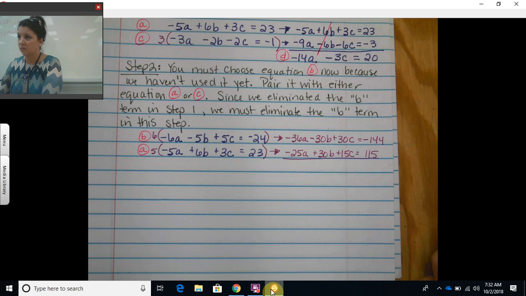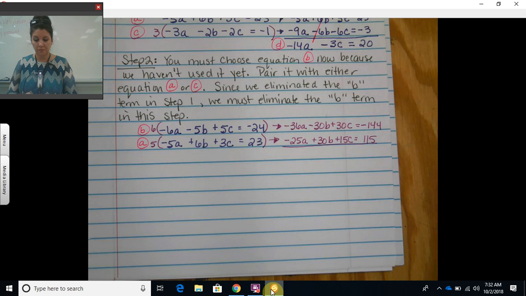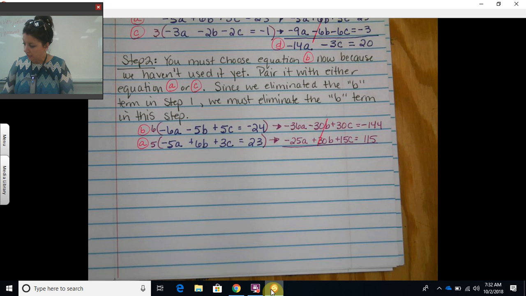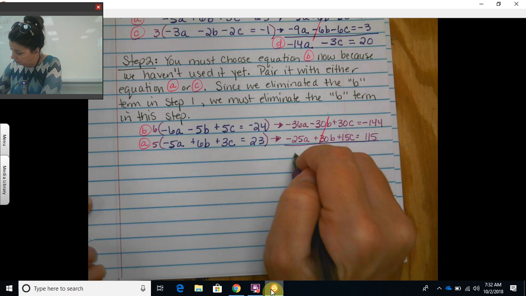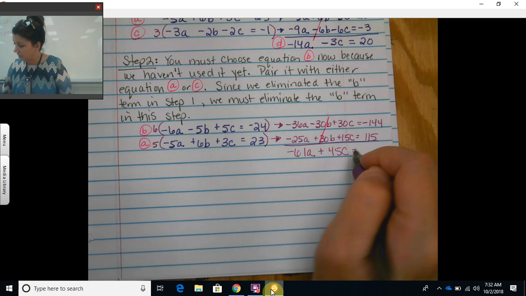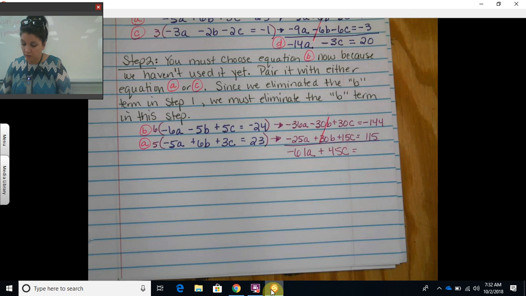Everybody good with that? So as long as I did not make any errors, my b's cancel, which is what I wanted to happen. Combine like terms, so negative 36a minus 25a is negative 61a. Positive 30c and positive 15c make positive 45c. Negative 144 plus 115 is negative 29.